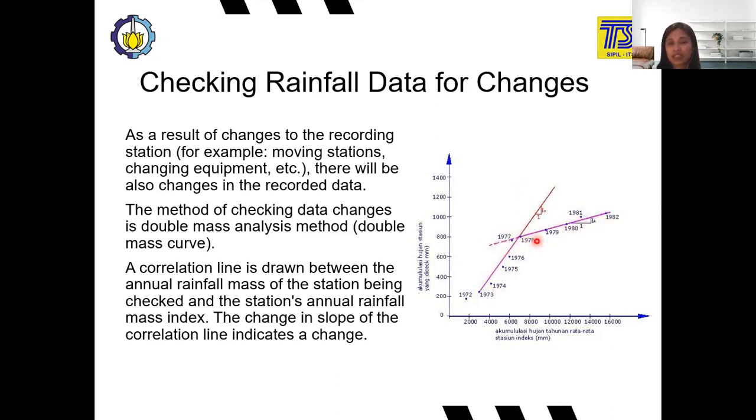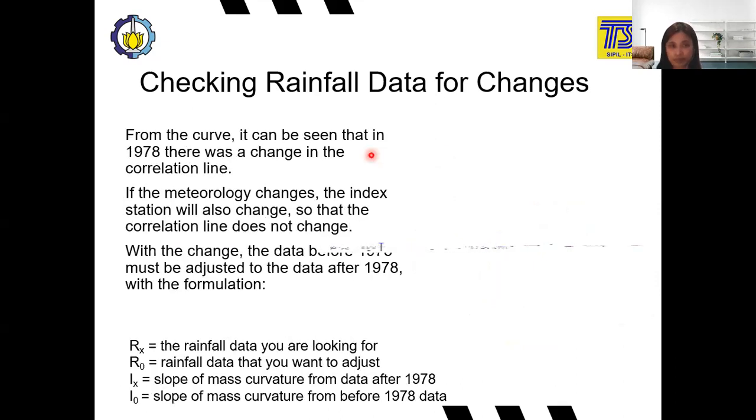Like in 1978, they're changing, and then 1979, following the 1978 line, becomes like this. So the change in slope of the correlation line indicates a change, for example, a change in the station, or in the equipment, or in the rain gauge. So we can check this data to see if there are changes or not.